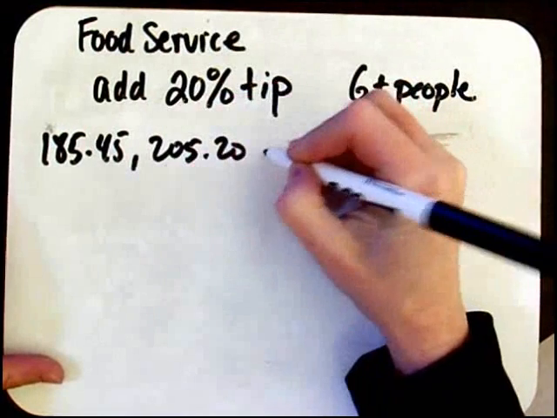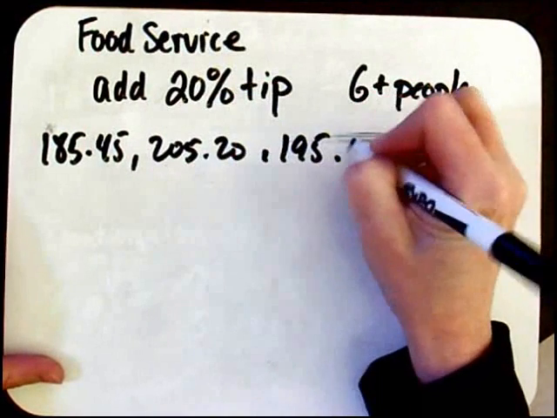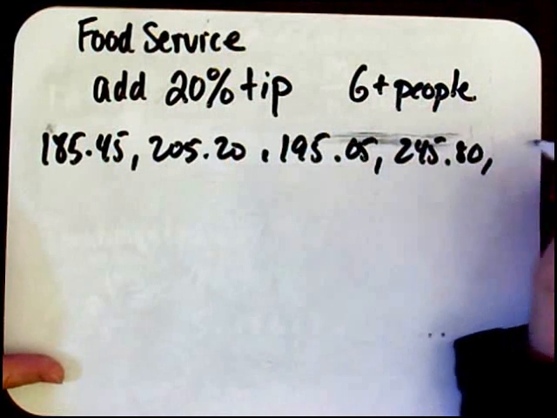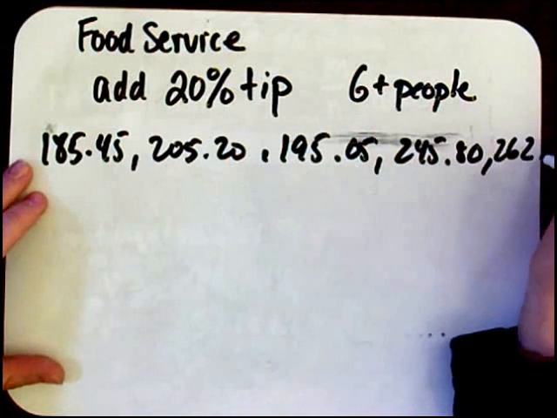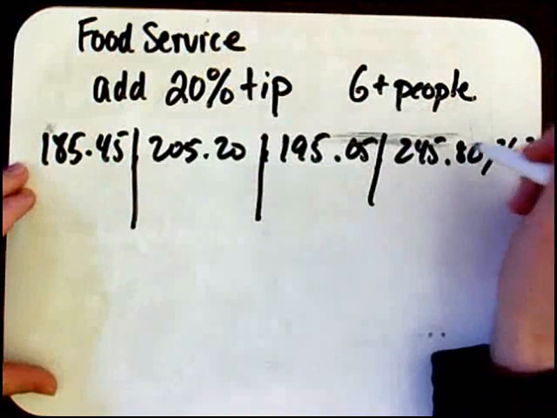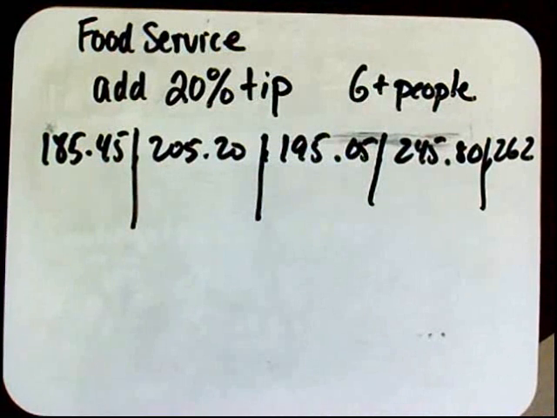205.20, 195.05, 245.80, and the last is 262. So those are our 5 different bills that these people had to pay.